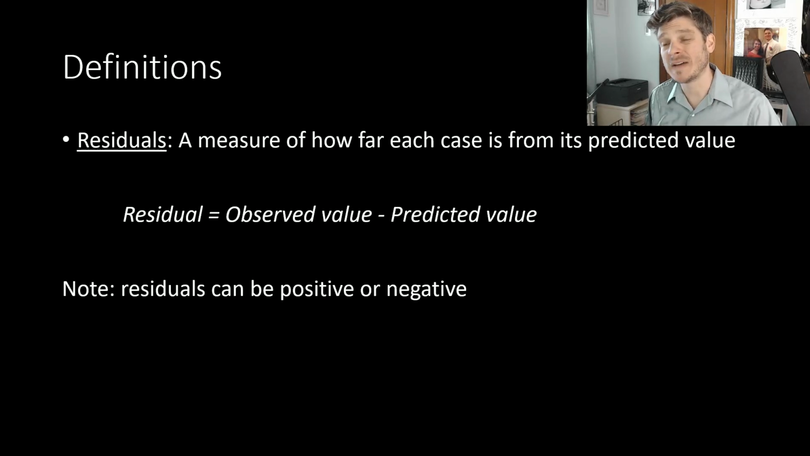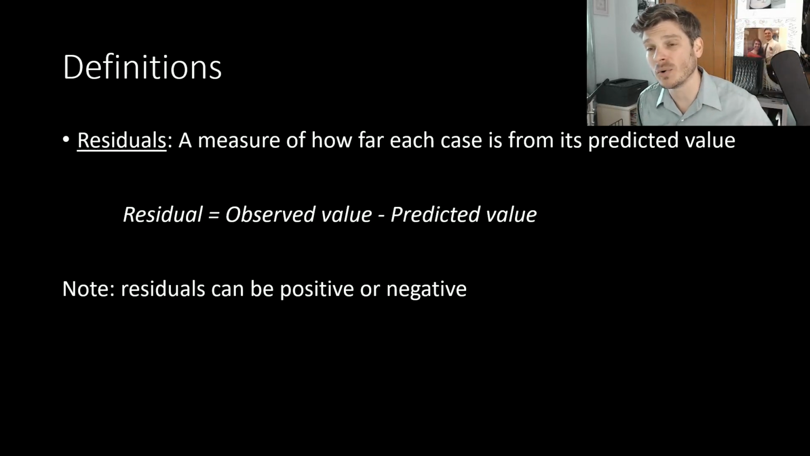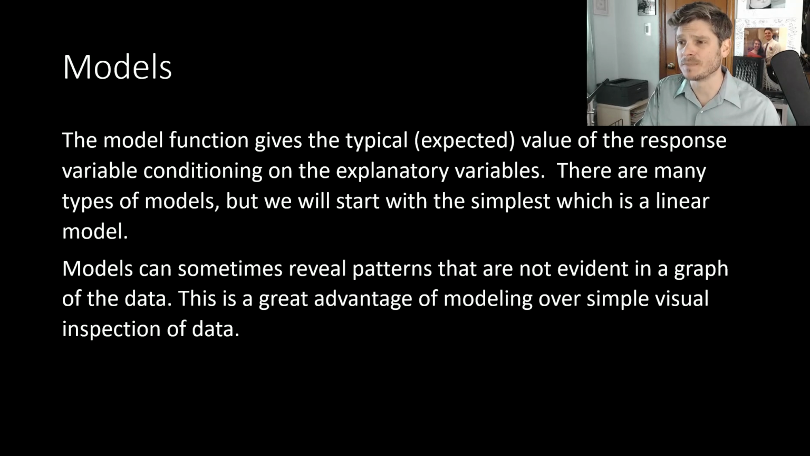Our residual is found by taking our observed value minus our predicted value, and always in that order, which means our residuals can be positive or negative depending on whether they are above or below our model, above or below our prediction. So that's how we find our residuals.